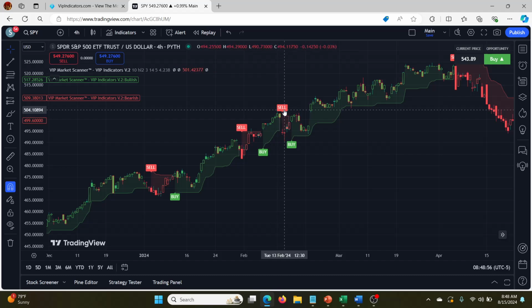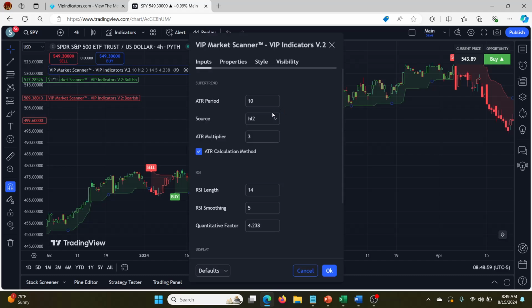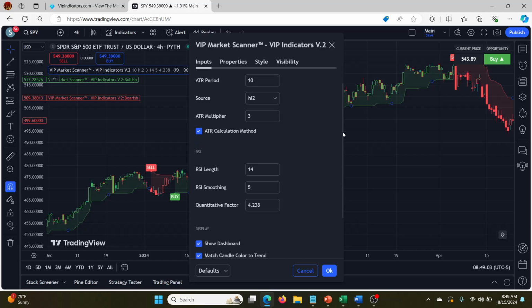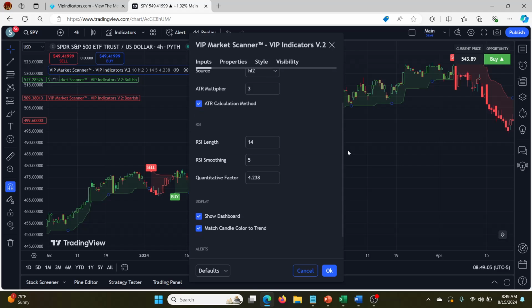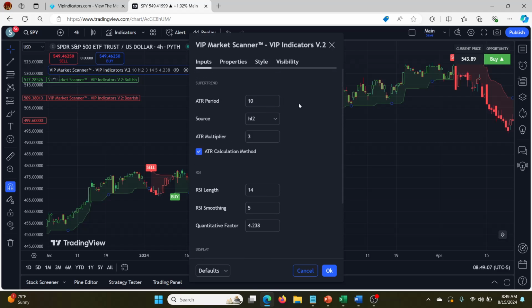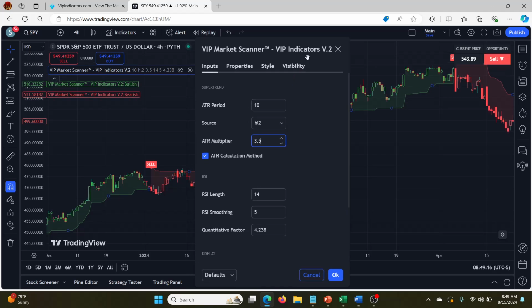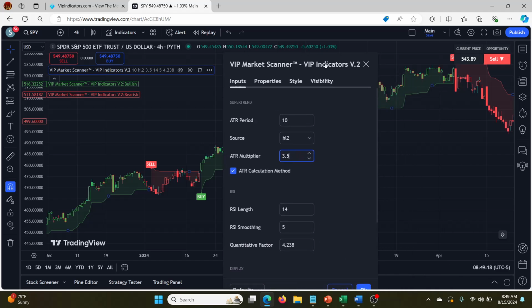But what's most frustrating about VIP indicators is it can't actually do anything to change this. There's very few things in here that it can actually change that has any real effect. They don't even have a multiplier or a sensitivity button. I guess they do have this multiplier. I don't have ATR multiplier though. That's not quite what I'm looking for here, but you can see it does actually change it a little bit. So maybe that's something to play with.